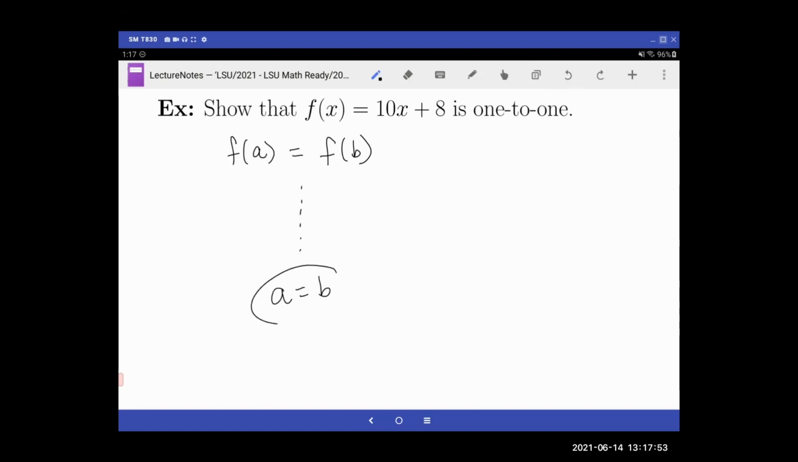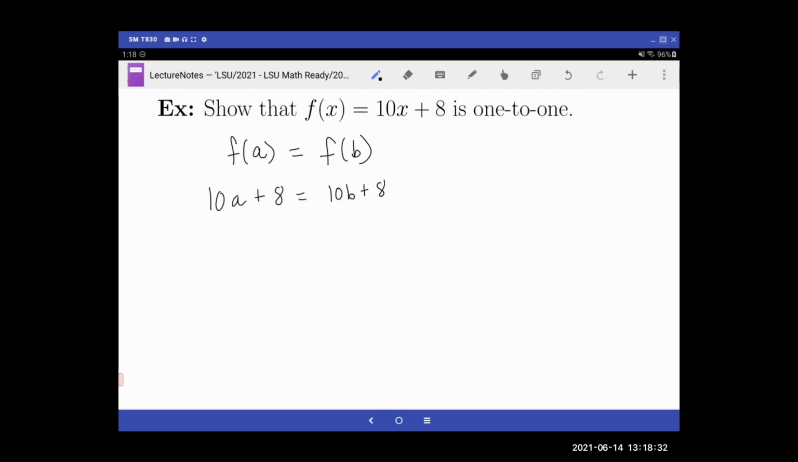If I get anything other than this, if I get a does not equal b, or a equals b and something else, then I would say that's a contradiction in the definition. So the original assumption was false. Okay, let's work it out. f of a equals f of b. What does f of a look like? That means plug in a for x in the 10x plus 8. On the right side, f of b, I'm going to plug in b for x.